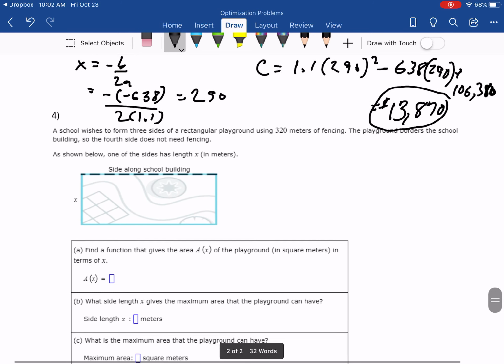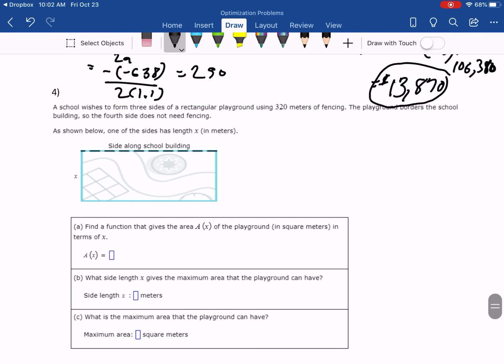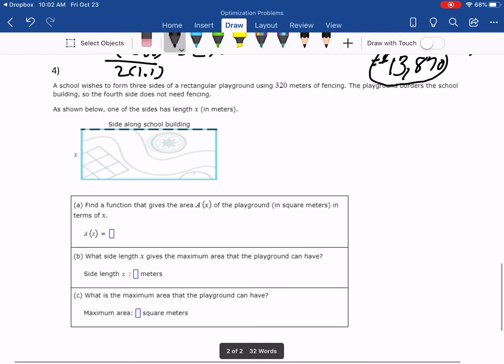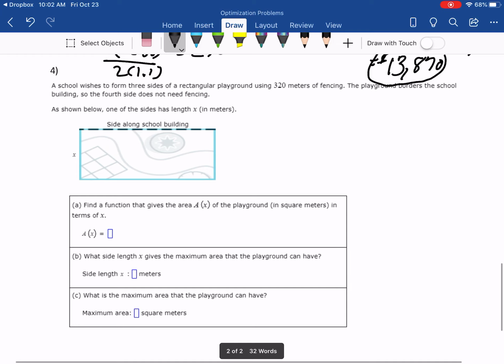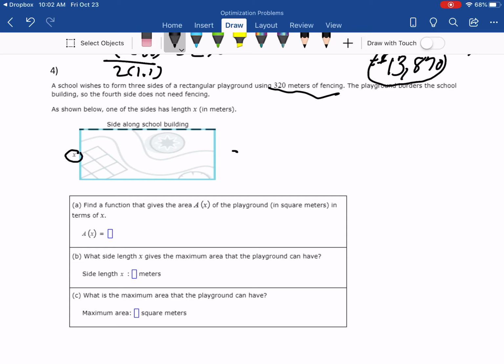All right, number 4 is a little different. A school wishes to form 3 sides of a rectangular playground using 320 meters of fencing. So we've got 320 total meters to use. The playground borders the school building, so the 4th side does not need to be fenced. So this needs to be fenced. So does this. So does this. This does not need to be fenced because it's right along the school.